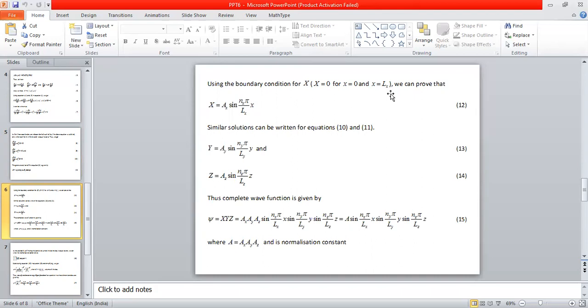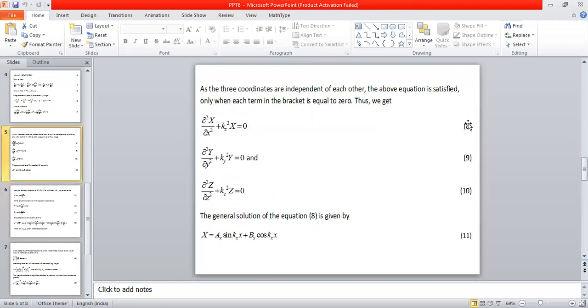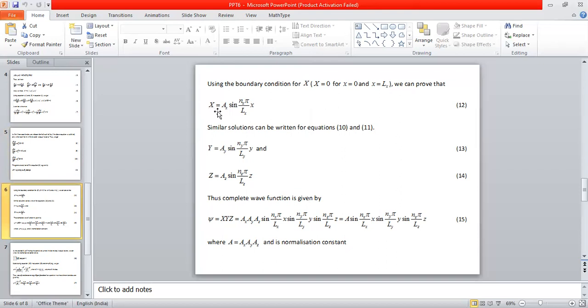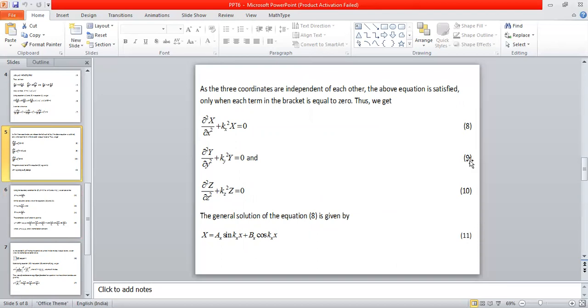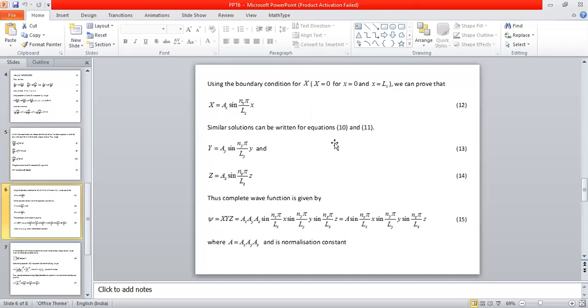If you substitute, precisely this is the same thing that we discussed in the previous session, a particle trapped in a one-dimensional box. Then we are going to get the solution of equation 8. The solution of equation 8 after applying the boundary condition is something like this: capital X is equal to ax sin(nx π x / Lx). This is equation 12. We had two more equations, equation 9 and 10, so similar solutions can be written for them. Therefore, I have mentioned here the solution for equation 10: capital Y is equal to ay sin(ny π y / Ly).